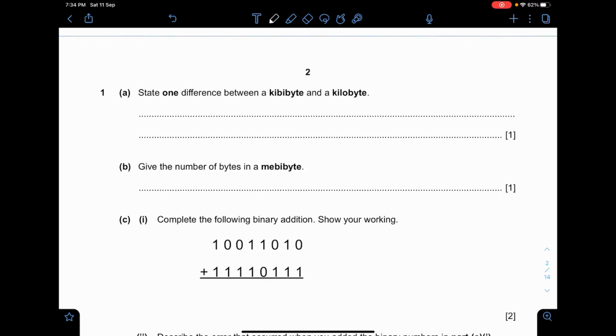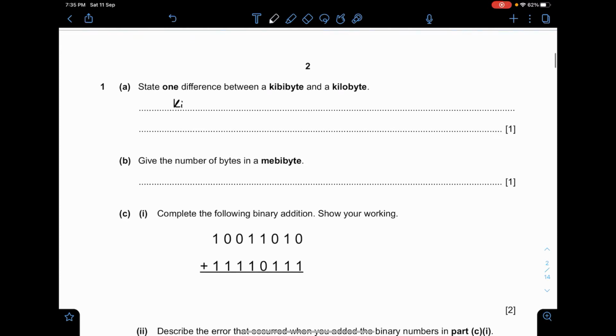Today we'll be going over the specimen paper question 1, which is data representation for 9618. The first thing we'll be going over is this question, from the specimen paper specifically. The first question is, state one difference between a kibibyte and a kilobyte.